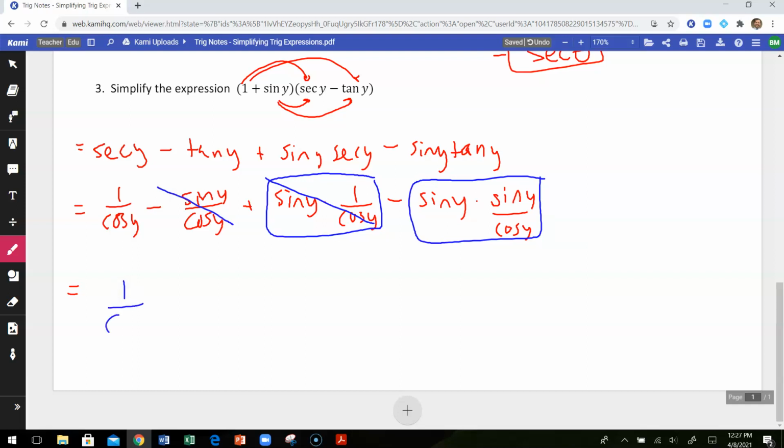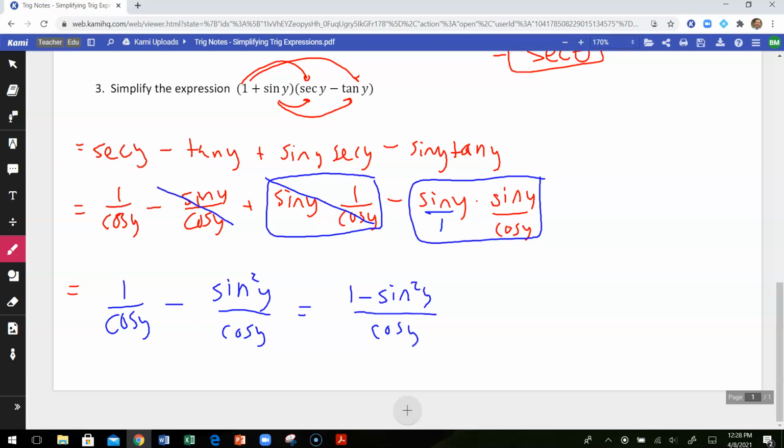So that leaves me with 1 over cosine y minus, now here if I multiply, that sine's on top, so that's going to be sine squared y over cosine y. I have a common denominator. I can go ahead and combine these into a single fraction. So 1 minus sine squared y over cosine y.